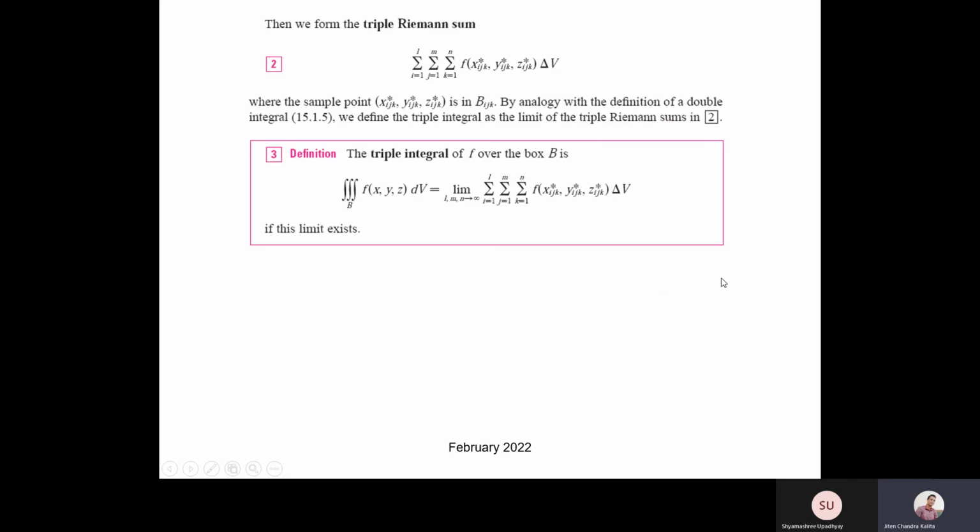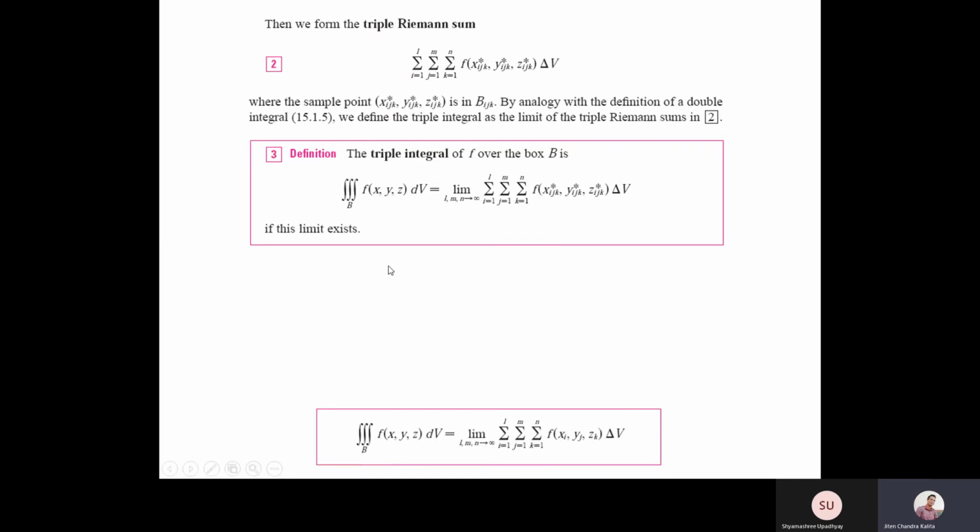Okay, fine. So then what we do, we simply form the triple Riemann sum. It is given by this, as I have told you. So x_k star, y_k star, and z_k star is nothing but a sample point in that box B_ijk. So again, by analogy with the definition of the double integral, we define a triple integral as the limit of the Riemann sum. Of course, if this limit exists, then this is called the triple integral of f over the box B.